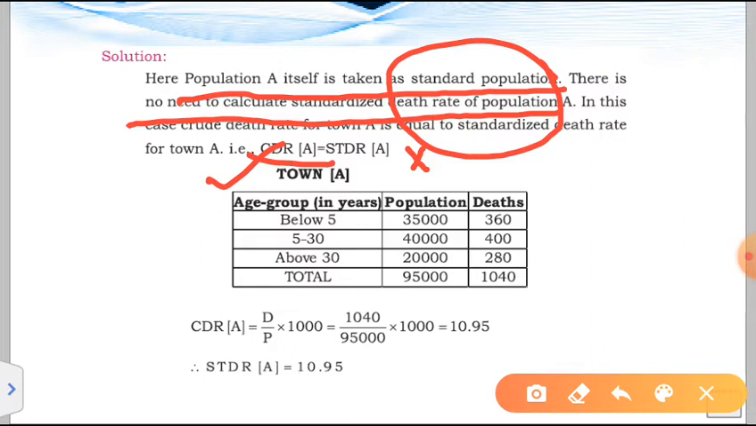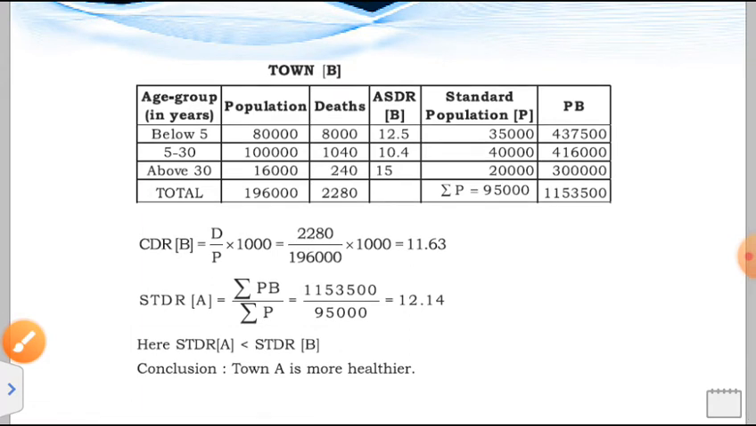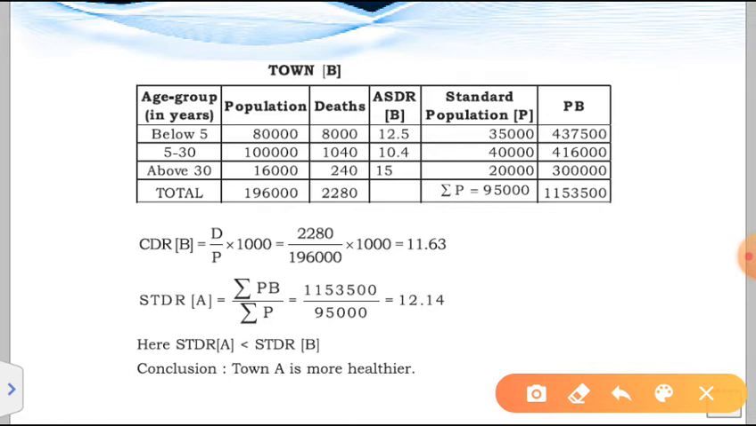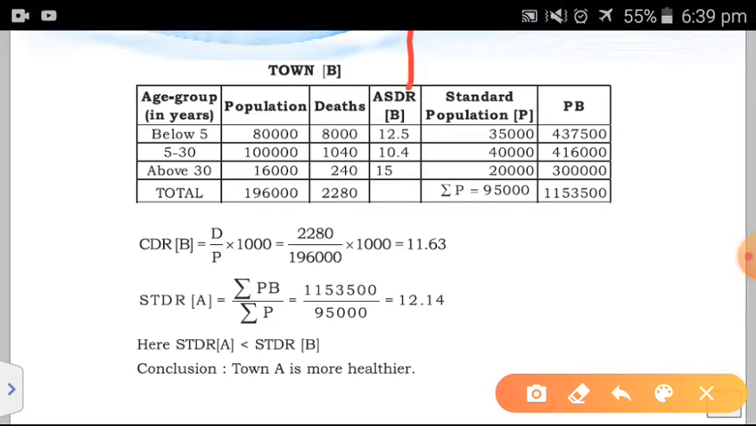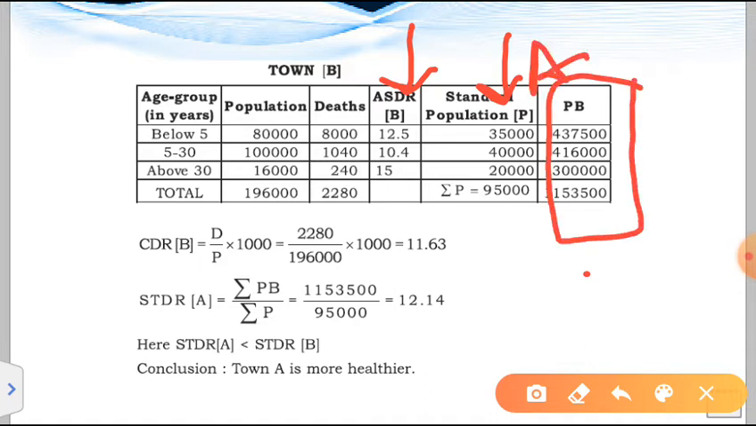Correct. So here we have to calculate the CDR. It is summation of D by P into 1000, by the earlier formula we have learned, and this is our STDR for A. If we go for the population of town B, here we need the standard population for calculating STDR. The formula is the same as in the last two examples: we need to calculate the ASDR for B, we need the standard population, we need to calculate PB. Whatever population was given for town A is being taken as the standard population for B.